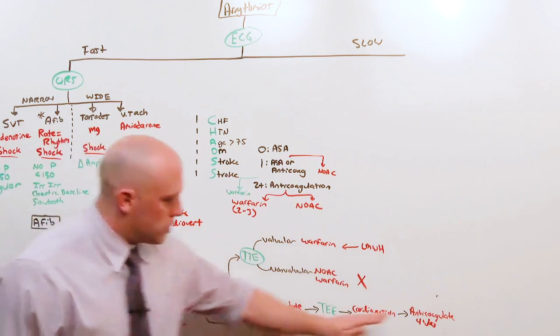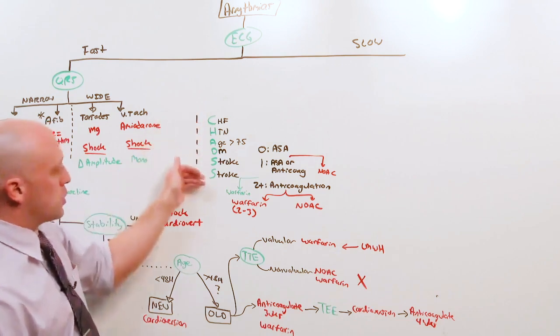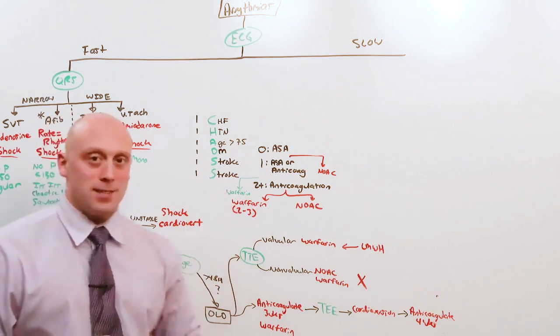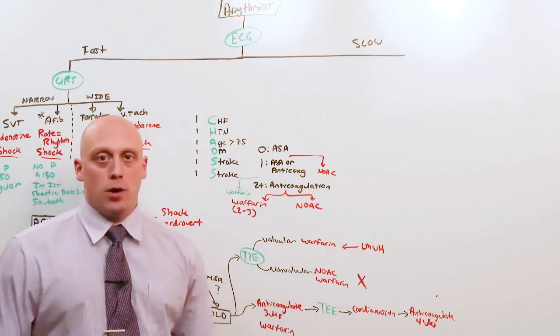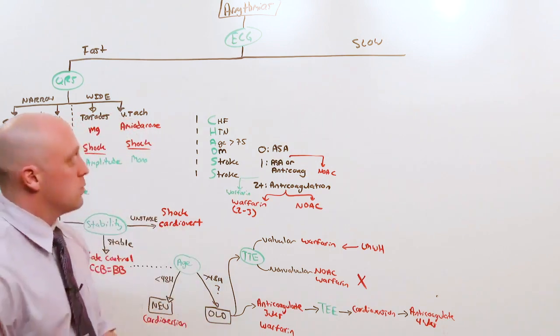If you are not going to cardiovert, you're going to keep them in rate control. You decide, does this person need anticoagulation anyway? 2 or more in the CHADS, yes. 0, no. 1 is up in the air. Let's move on, start talking about slow rhythms.